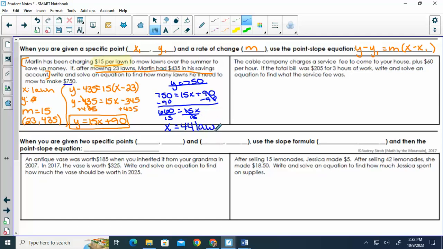x is lawns. That's why we have it written out in words. I didn't say x was 23 and y was 435. I wrote out in words what those variables represent.